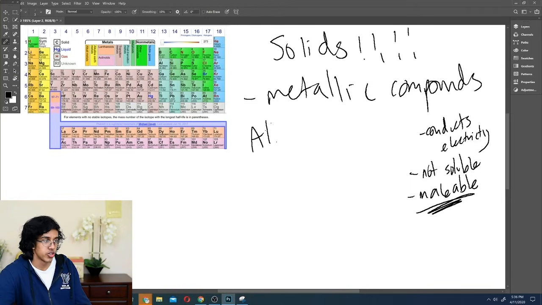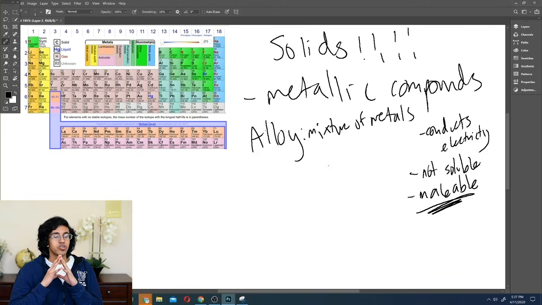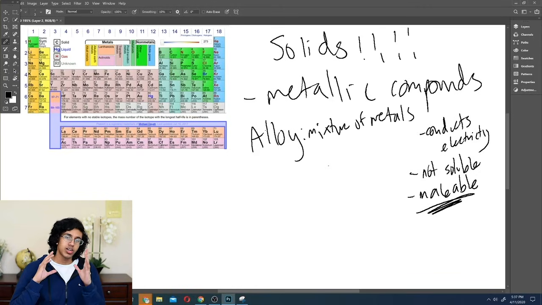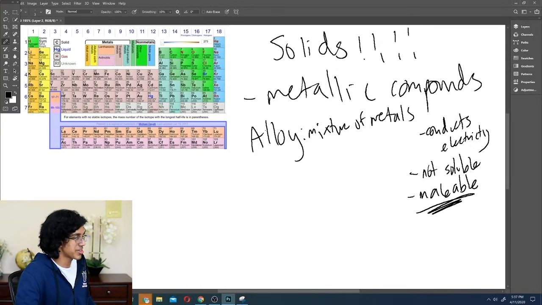Now, you also got to know how alloys work. So basically what an alloy is, it's a mixture of metals. So a good example of an alloy, I kind of forgot all my nonsense, but don't worry, I'm pretty sure about this. Copper and zinc make brass. Am I right? Wait for it.